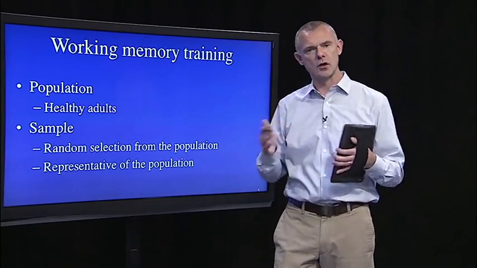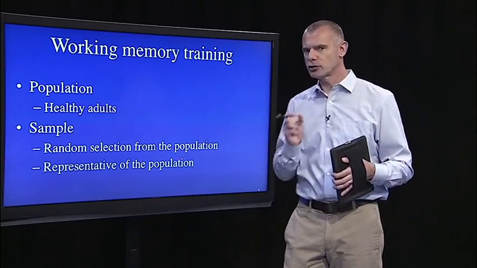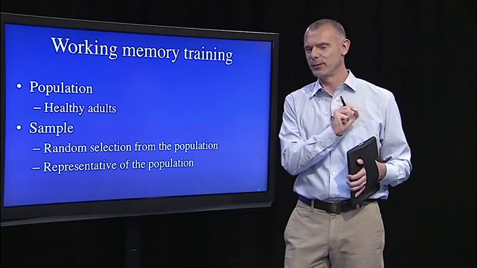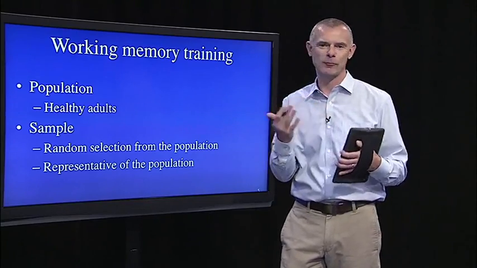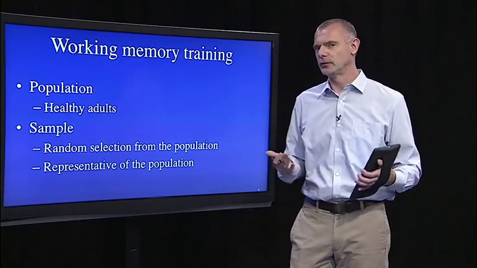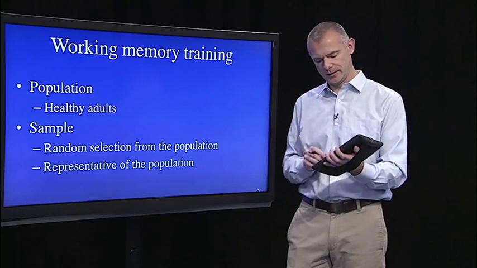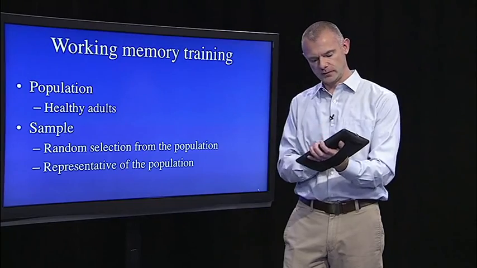The population is just all healthy adults. The sample should be a random representative sample of all healthy adults, right? But it wasn't. It was just college students. So that's not really random and representative, but that's true of a lot of psychology experiments.